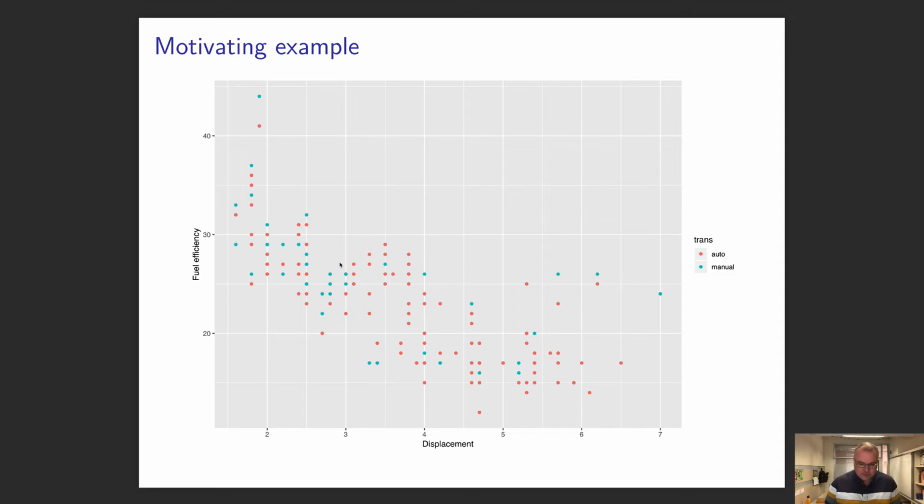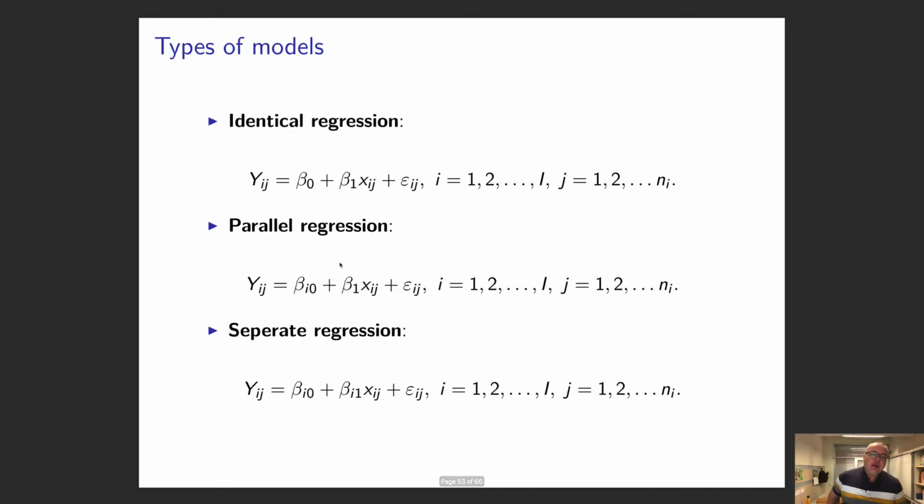And you can say, well, let's assume that we've got a linear regression, we want to fit a model. Could I actually fit separate models for each one, or should I have one model for all the data? And ANCOVA lets us explore this. So we're going to consider three types of models.